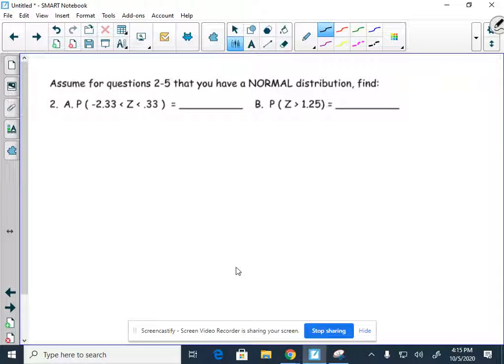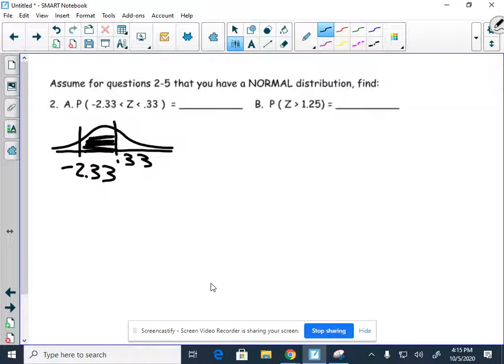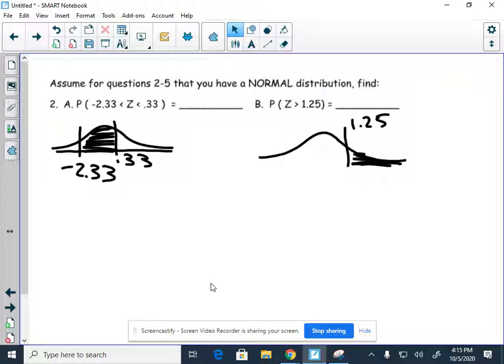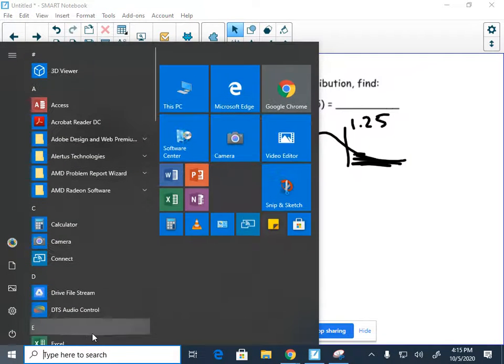Number 2, we're simply going to look at these. You're going to assume you have a normal distribution. So I'm going to quickly draw a curve. You do not need to draw a curve on these, but you should be used to drawing a curve. This is where you're going to take your calculator.